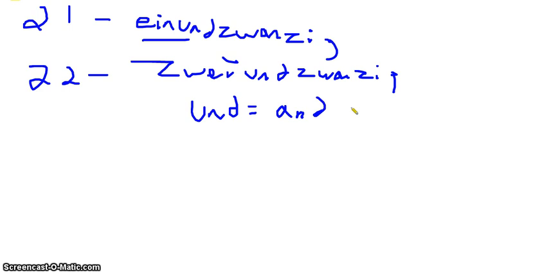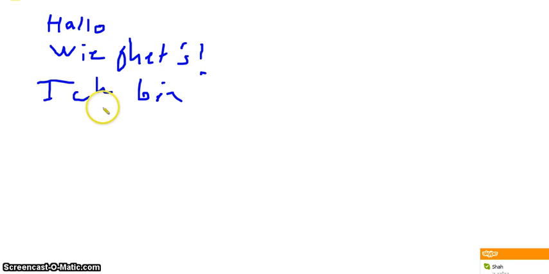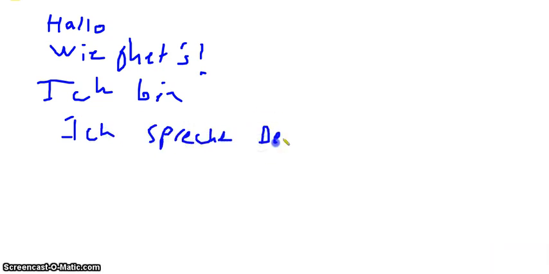I also wanted to go into a little bit of basic German, not just numbers, but that's the main focus. In order to say hello normally, you say hallo. In order to say what's up, you say wie geht's. If you wanted to say I am, you say ich bin. I would say, I am German. Ich bin Deutsch. Or if I want to say, I speak German, ich spreche Deutsch. And Germany is also called Deutschland.